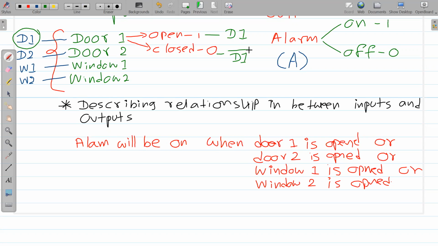Are we clear with it, people? So 1 is taken as the natural state, the way the variable is. 0 is taken as the complemented state. Yes. Right. And how about the alarm? Alarm on can be indicated as A. Alarm off can be indicated as A bar. Simple as that. Got it, everyone?